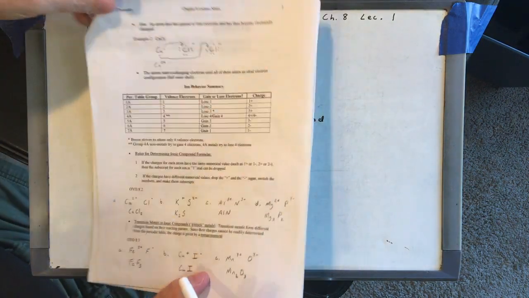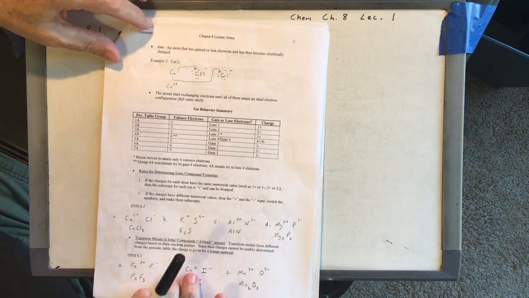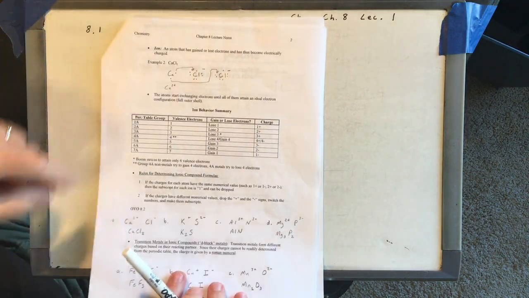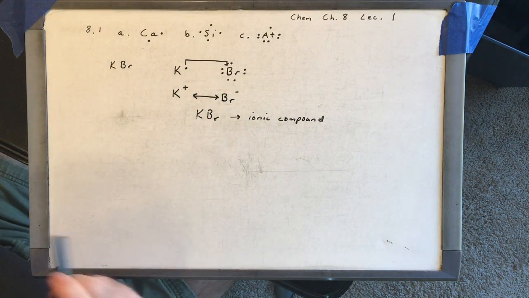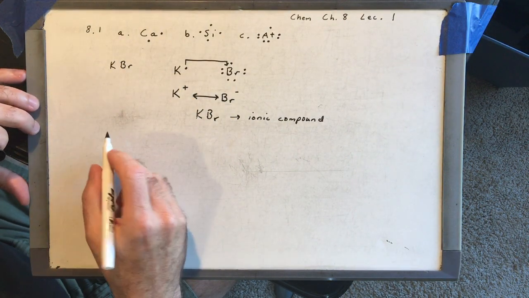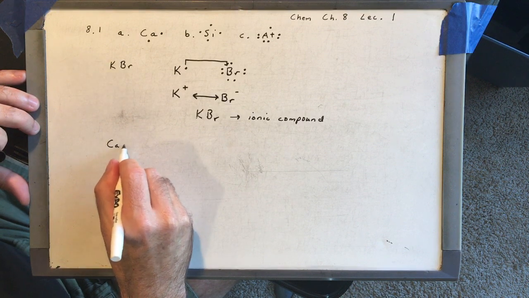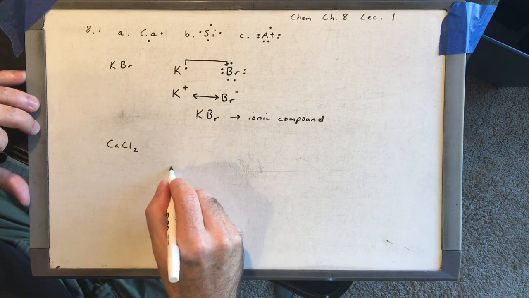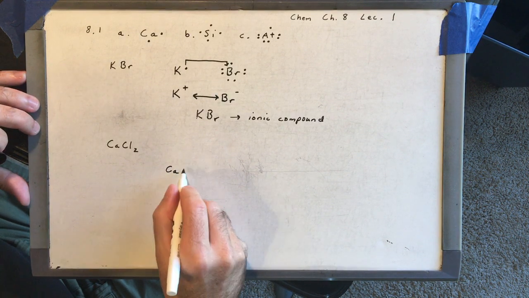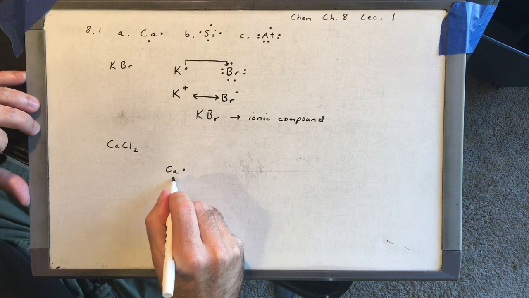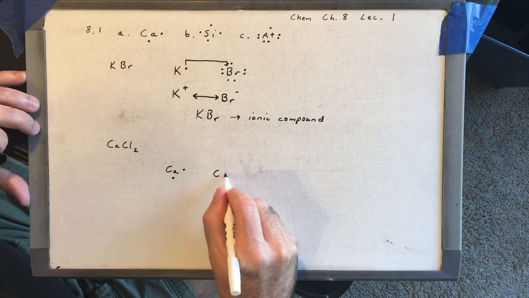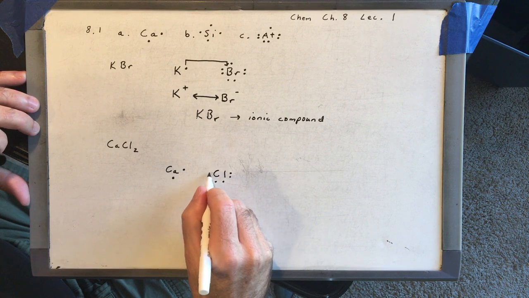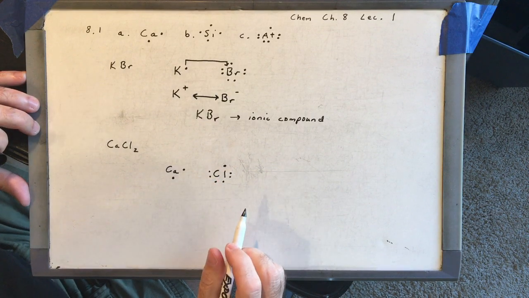All right, let's look at the top of page 2. An ion that has gained or lost electrons has thus become electrically charged. Let's draw out the electron dot diagram for CaCl2 in that example 2 area. So we have calcium chloride. Calcium is in column 2, so it has 2 valence electrons. Chlorine is in column 7, so it has 7 valence electrons.